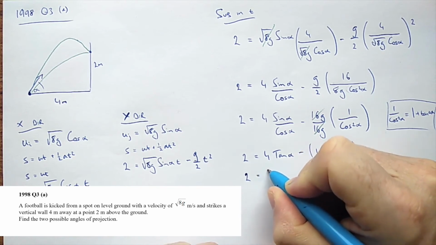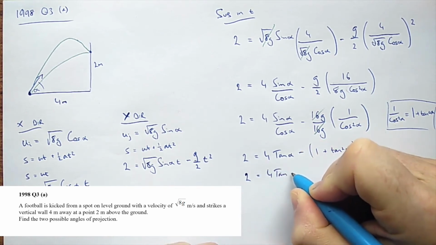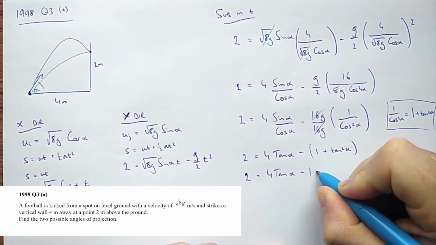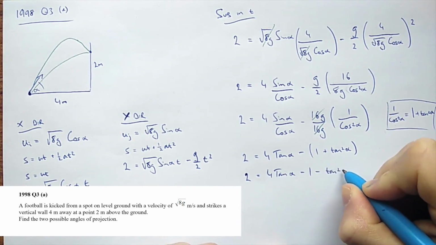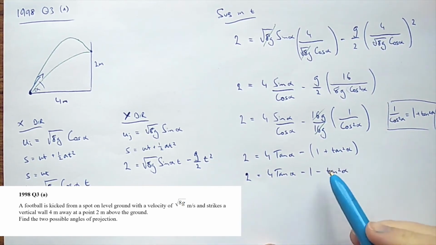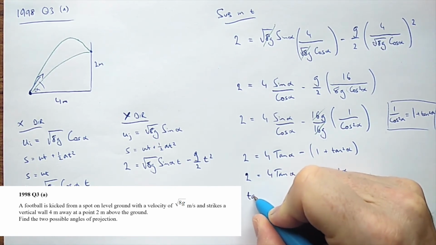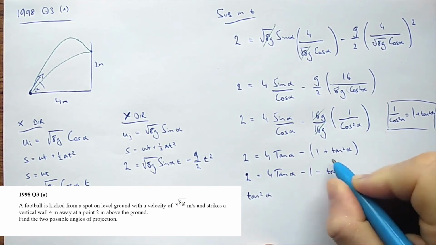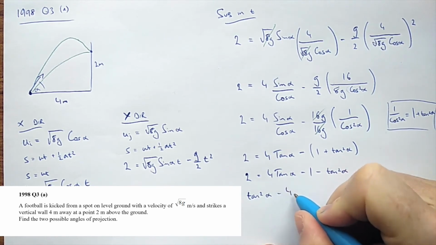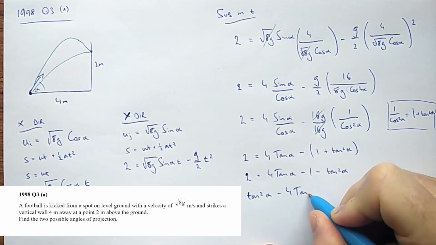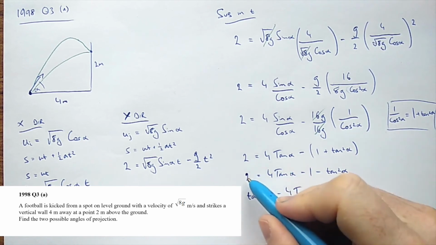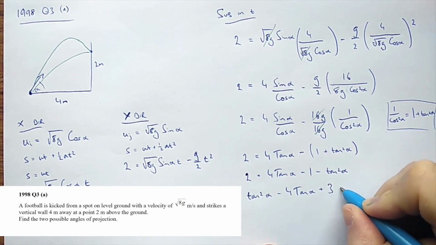2 equals 4 tan alpha. This is where I love to make mistakes. Minus 1 minus tan squared alpha. Rearrange them all, so I'm going to move all this stuff over to the left hand side. I'm going to end up with tan squared alpha minus 4 tan alpha, bring this guy over, and I end up with plus 3 equals 0.